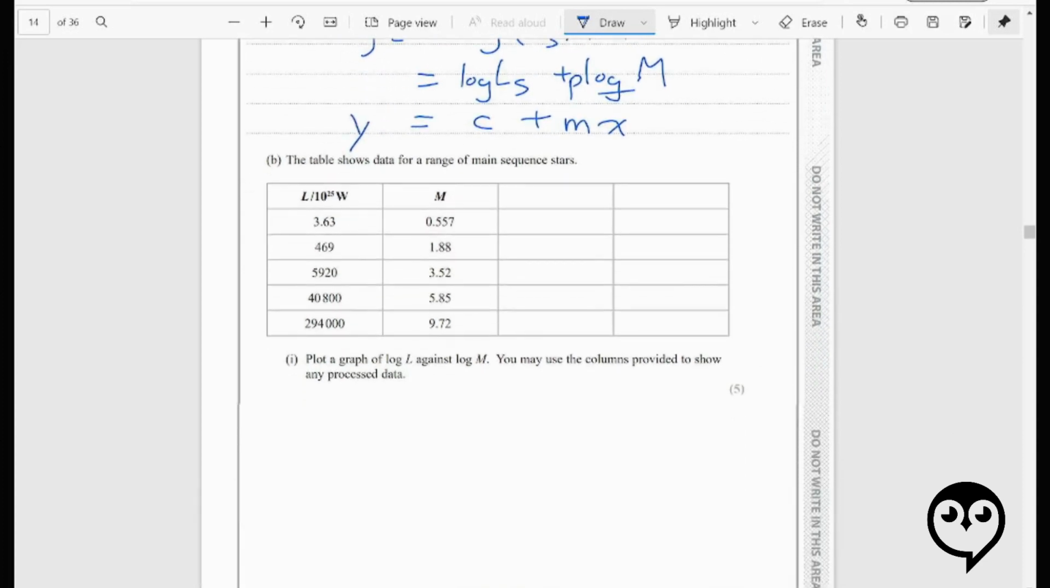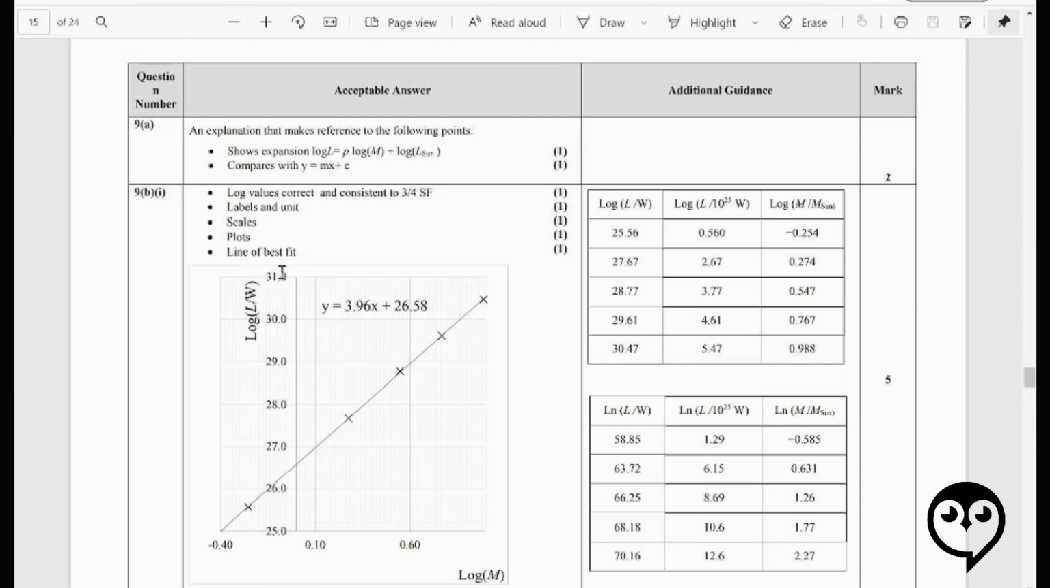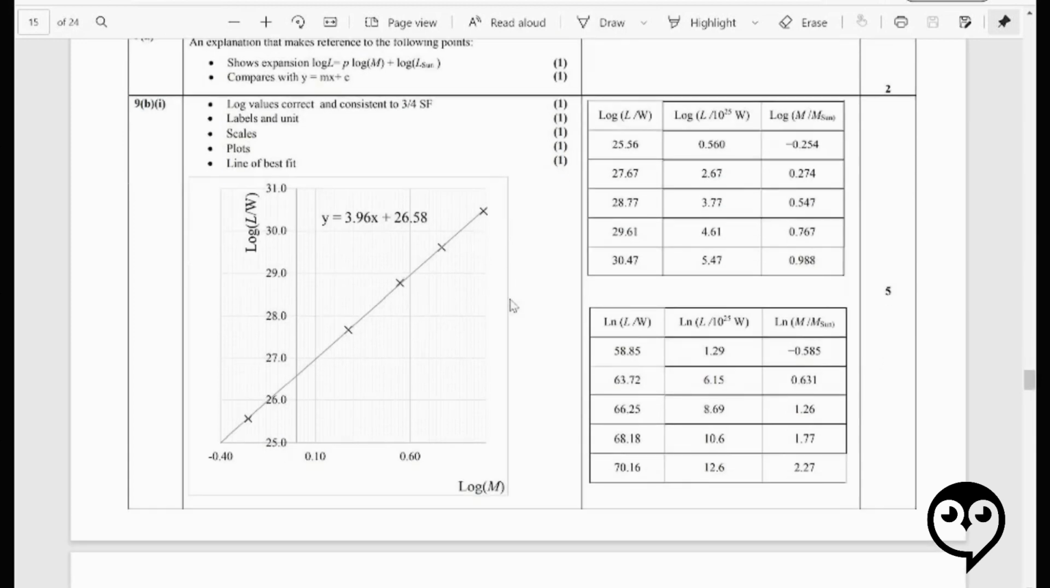So there we go. Now they want you to plot a graph. You're going to have to do some logs on your own. I would use these columns here to calculate the log of m and the log of L. We'll go right to the mark scheme to see how that should look. I'm not going to take the time. So here you would fill in the log values like I said. You could do ln values, I suppose, but it's pretty clear they want you to do log. Either way, you should get a graph that looks like this.